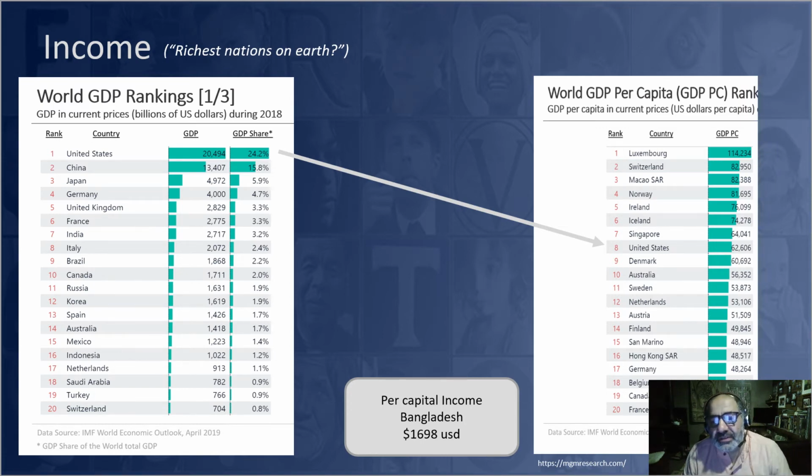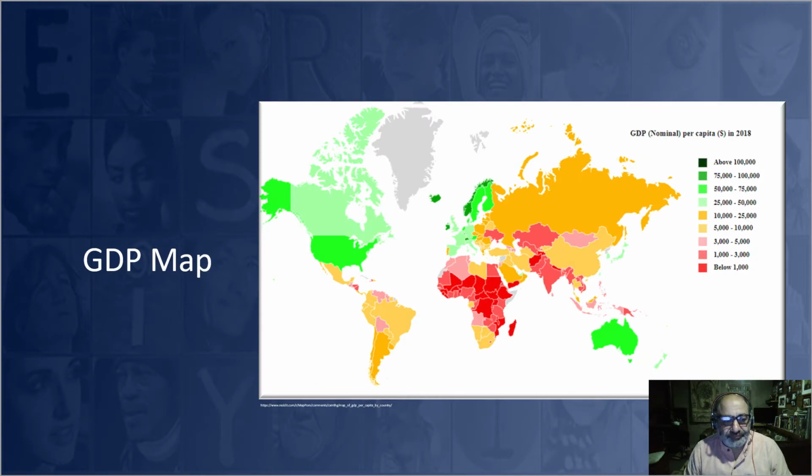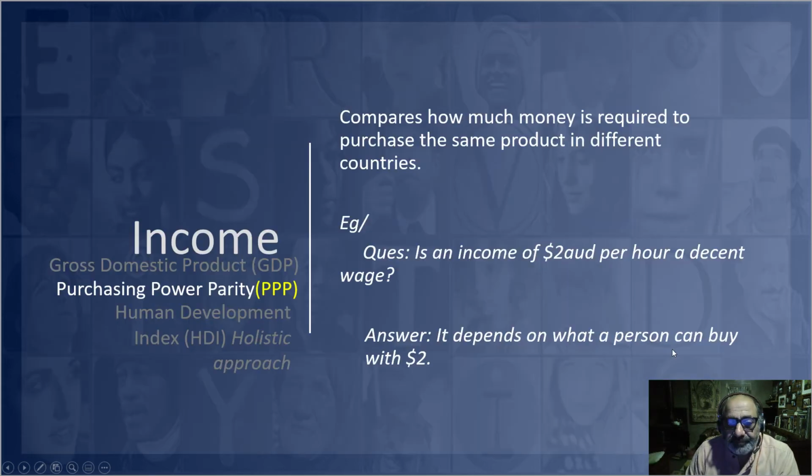So we've got this measure, relatively simple. If we look at it on a map, the wealthiest countries are in the green. So once again, North America, Western Europe, Australia, Japan, New Zealand, and then down through the oranges to the reds being the least amount. Same spread, developed world, developing world.